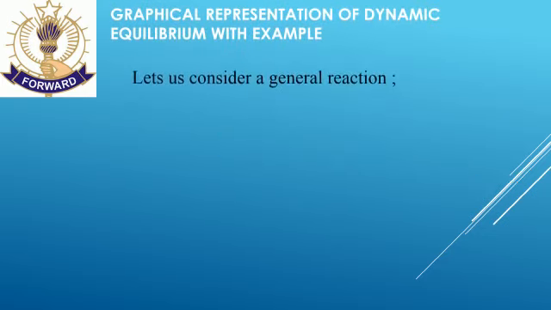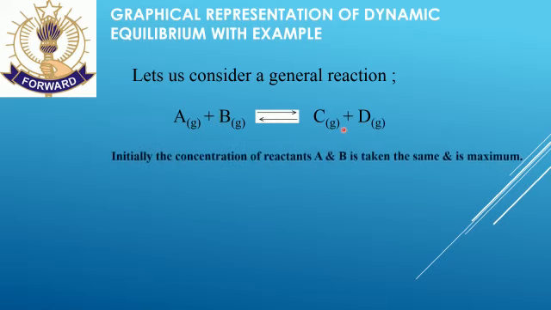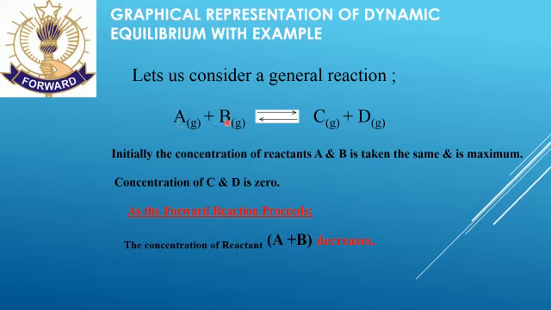Now, how can we represent chemical equilibrium graphically? For this, we are taking a general example. A and B, when they react together, give you the products C and D. Initially, the concentration of A and B is the same and maximum, while the concentration of C and D, which are the products, is at 0. So as the forward reaction moves, A and B react together and start forming the products C and D. So the concentration of A and B will start decreasing, while that of C and D starts increasing.